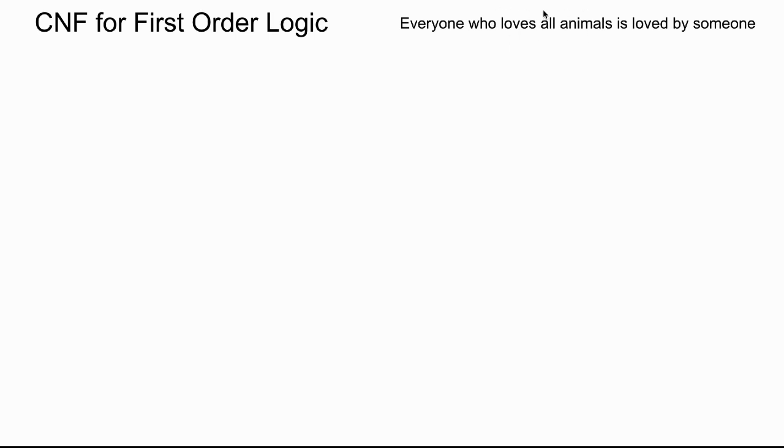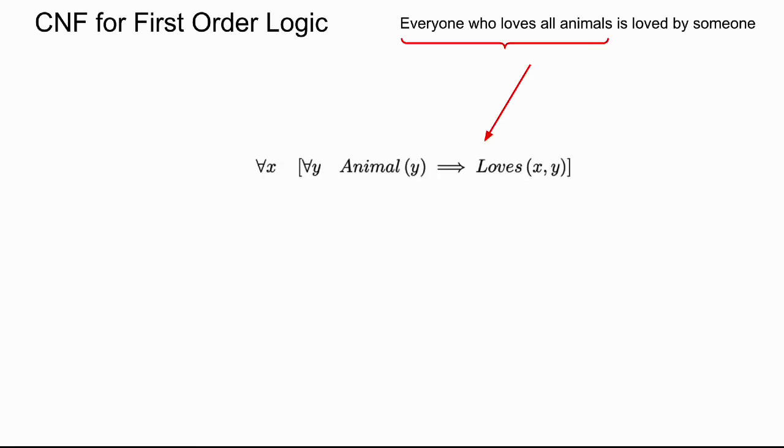That if you love all animals, then there will be at least one person who will love you in return. Okay, it may not be a person, it will be some entity, but yeah, if you love all animals, then there will be some entity who will love you in return. So how do we represent that using first order logic, and especially in the CNF format?